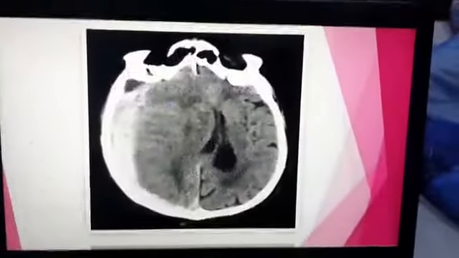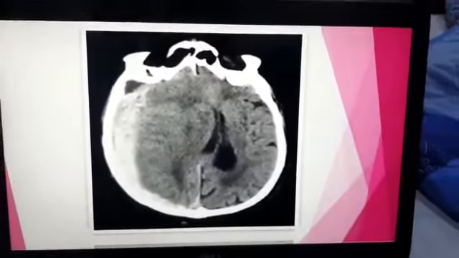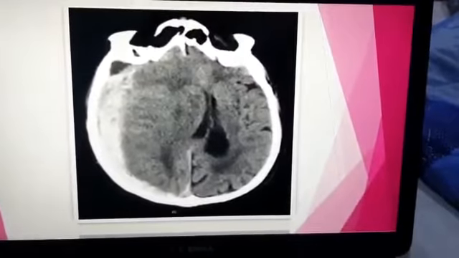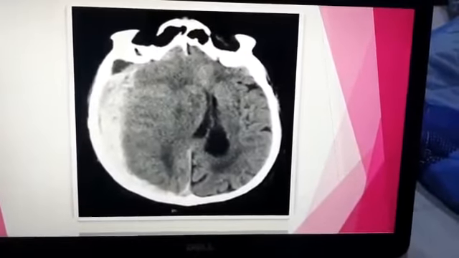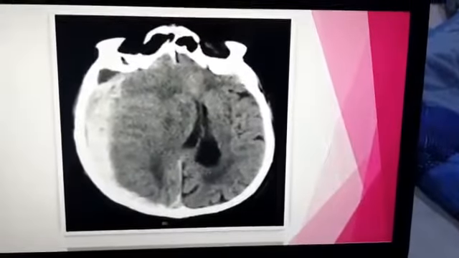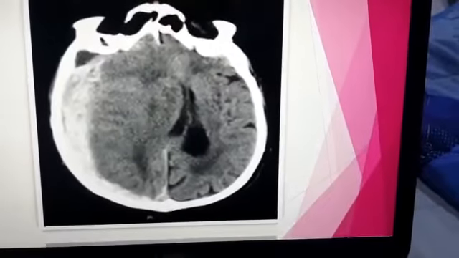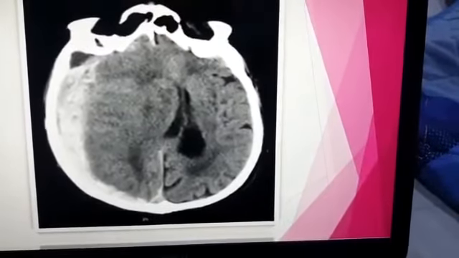Now, this is the picture showing the subdural hemorrhage. Axial CT scan of the brain showing a crescent-shaped hyperdense area in the lateral parietal region, associated with compression of the adjacent parenchyma and shifting of the ipsilateral ventricle to the opposite side.